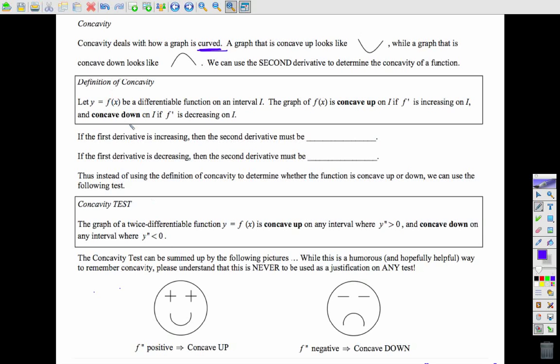All right, so the definition of concavity. Let y equals f of x be a differentiable function on the interval I. The graph of f of x, this is the original function, is concave up on the interval if f prime is increasing, and concave down if f prime is decreasing.